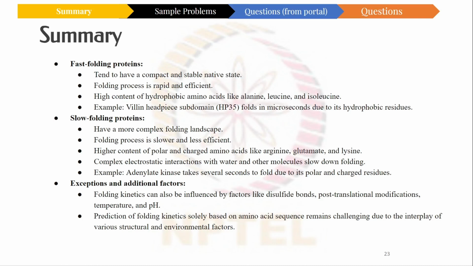One example is the enzyme adenylate kinase, which takes several seconds to fold into its native state. So in this kinase enzyme, which contains a higher proportion of polar and charged amino acids, these are expected to form strong interactions with the water molecules and other polar molecules in the environment. So these additional interactions with the water and other polar molecules can slow down the folding process by creating a barrier to the formation of the protein native state.